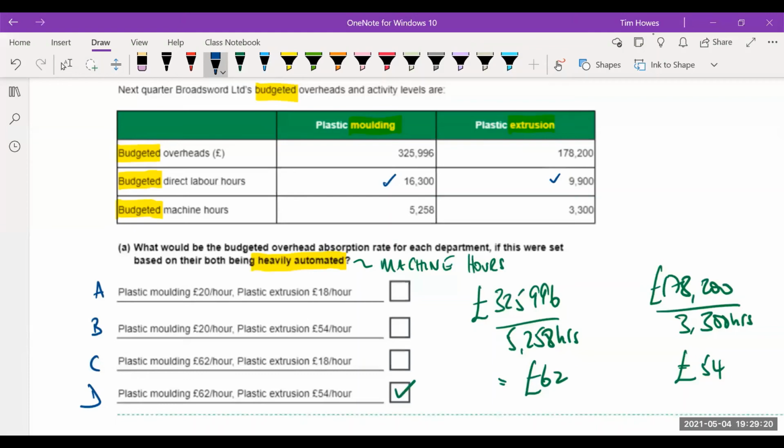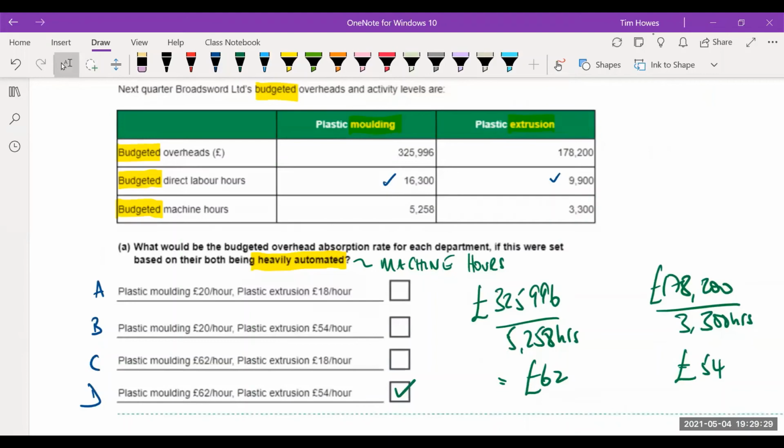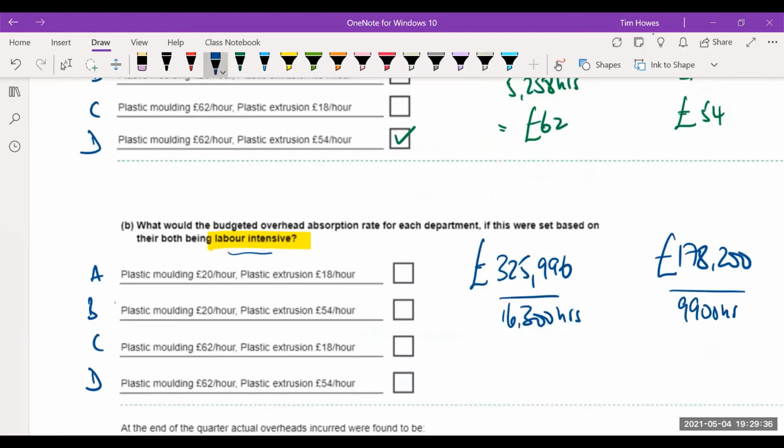So 325,996 divided by 16,300 hours here, and when we look at the other one, it's 178,200 over 9,900 hours. You pop those into your computer. This one then comes out, I think, at around about 20 quid. And this one comes out to be, correct me if I'm wrong, around about £18 per hour. Perfect, and therefore, this time we would select that.